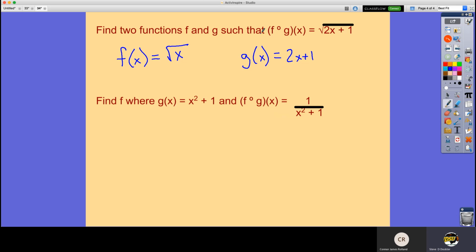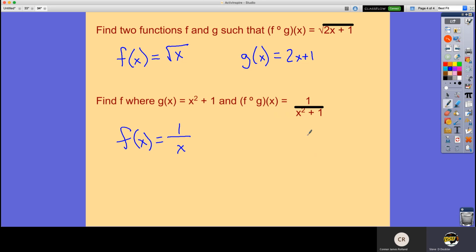All right, down below, we are given what g of x equals, and we're told what the final thing needs to look like. f of g of x equals 1 over x squared plus 1. We are asked to find f of x. What does f of x have to equal? Max says 1 over x. If we plug g of x in here for an x, we would end up with that, wouldn't we?